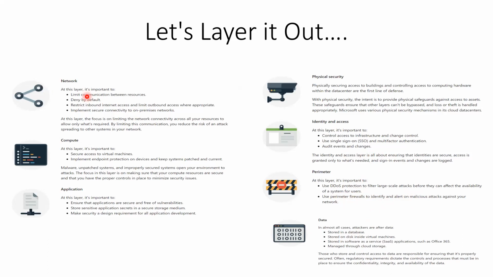Then we have the network at this layer. We will limit communication. We deny by default. We restrict inbound internet access and limit outbound access where appropriate. All these are common concepts you have. At the compute layer, we secure access to VMs. We implement endpoint protection on devices to keep systems patched and current. Malware, unpatched systems, and improperly secured systems open our environment to attack. We all know that these are the common things we know.